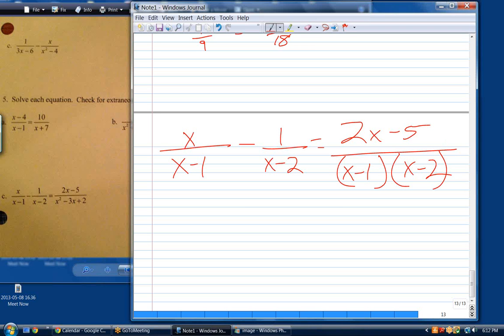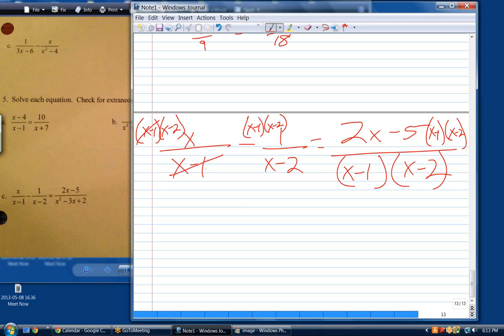I'm going to multiply everything by that product right there. Notice what happens. When I multiply the left term of the left side by x minus 1 times x minus 2, multiply this term by x minus 1 times x minus 2, and multiply this side by x minus 1 by x minus 2, look at how pretty everything works.